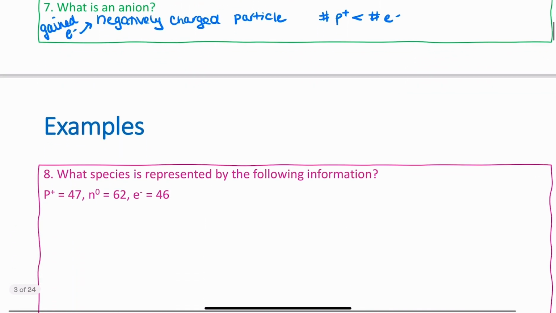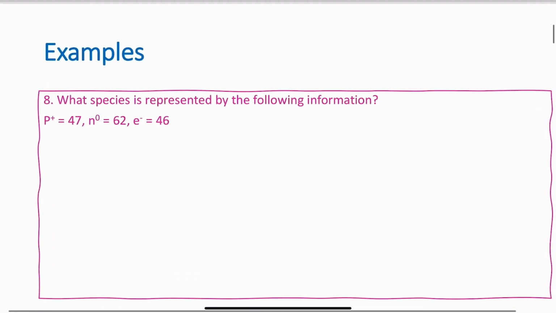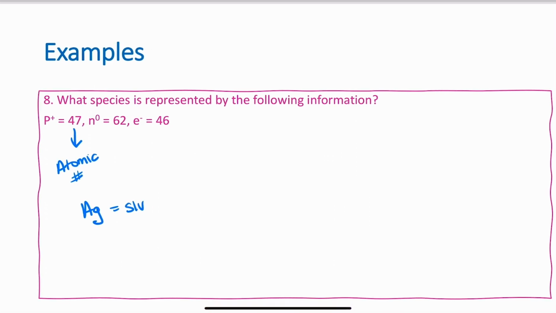Okay? And we have one more example in this section. What species is represented by the following information? I've got the number of protons, the number of neutrons, and the number of electrons listed. Protons tells me the atomic number. That's nice and convenient. That tells me I have silver. Neutrons will just tell me the mass number with the protons.